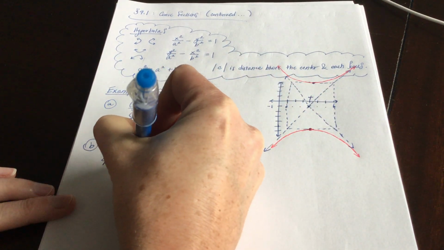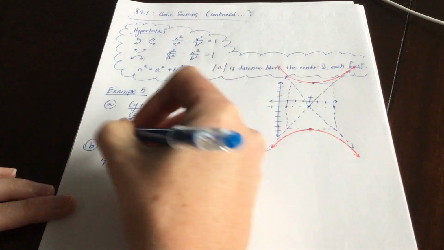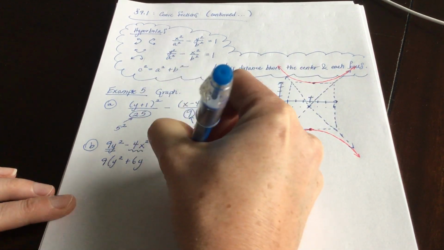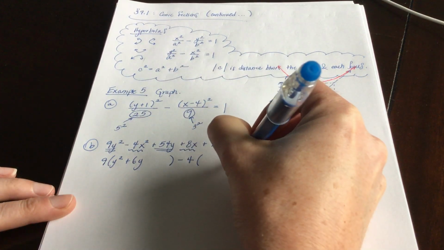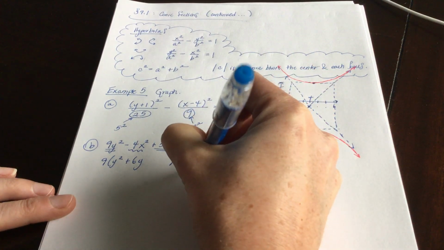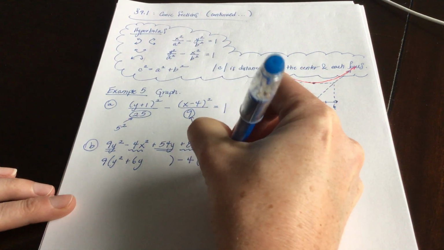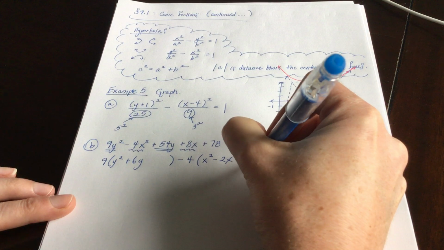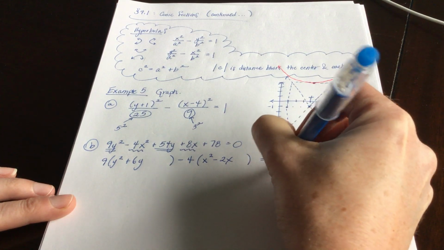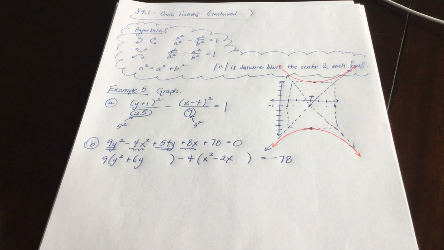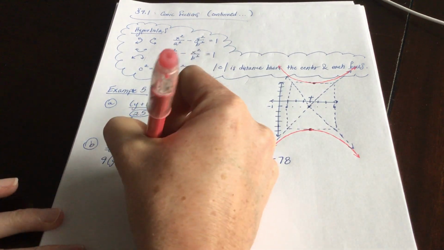The x terms, negative 4x squared and 8x. I'm also going to factor out the negative 4 there. And then the constant term, I'm going to move it to the other side of the equation. Okay, completing the square: divide 6 by 2, square the result.